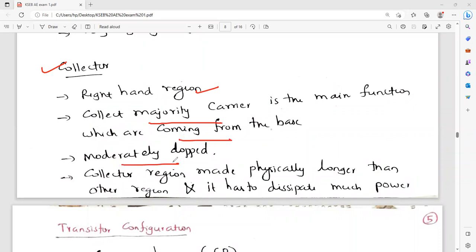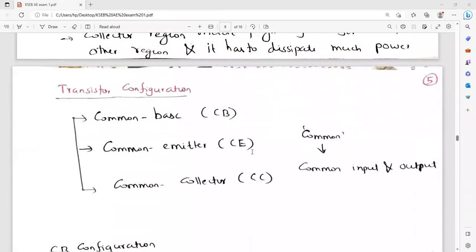The emitter terminal is moderately doped, medium doped. That is the collector terminal. The collector region is physically longer than the other regions. It dissipates a bulk amount of power. High dissipation will be occurring in the collector terminal. The terminal in which high power dissipation occurs, you have to select the collector terminal.